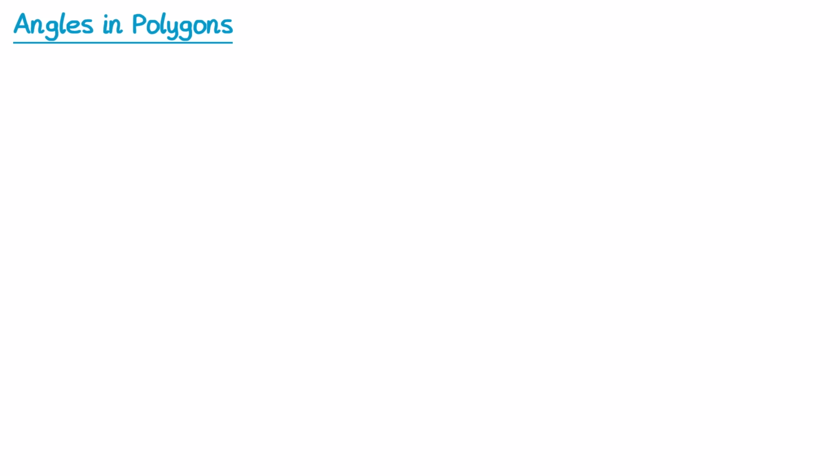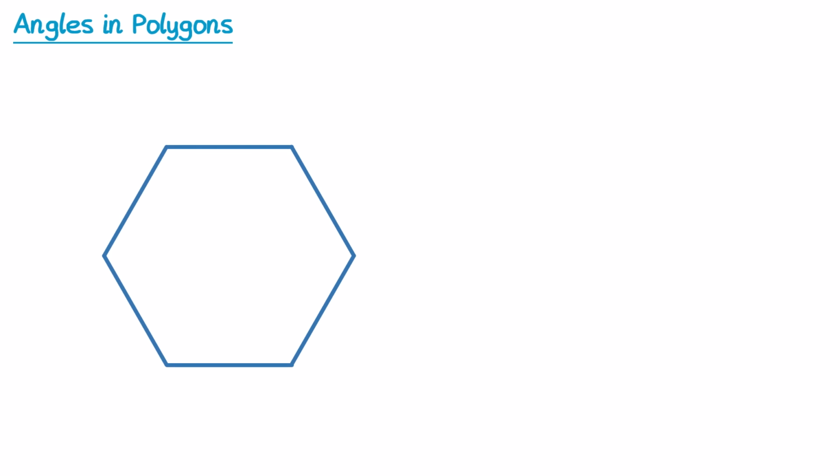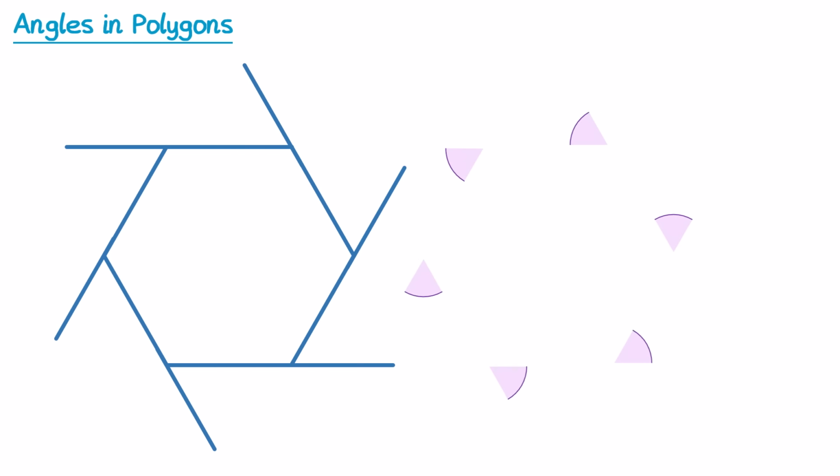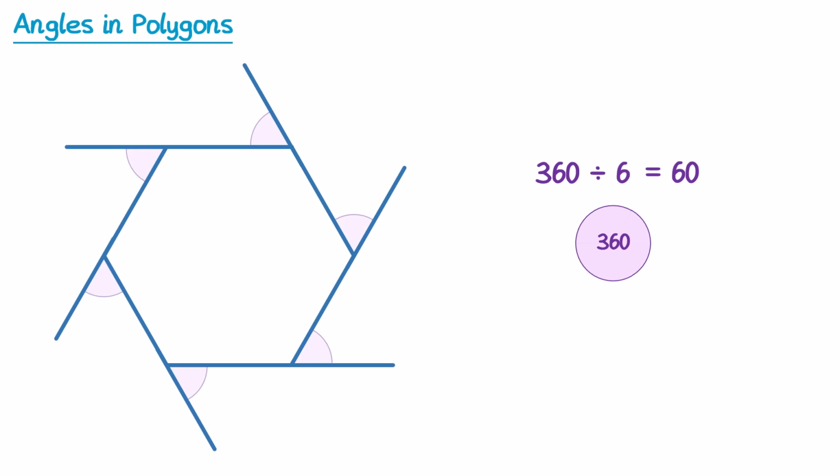Let's have a look at how we can apply this to other shapes. So what if it was a regular hexagon with 6 sides? Well, here are all of the exterior angles, and if we bring all of those together, they once again make a full turn of 360 degrees. Well, for this one, there are 6 equal angles, so we divide 360 by 6, which gives you 60 degrees. So each of these angles here is 60 degrees.